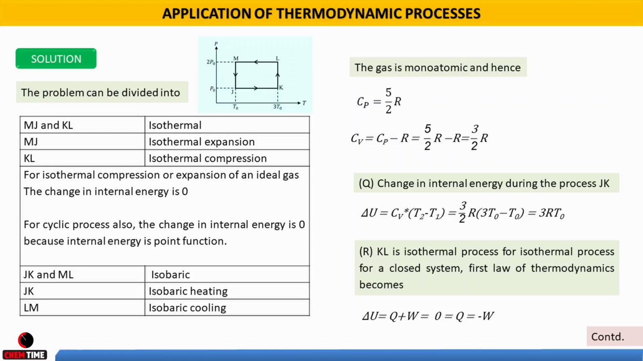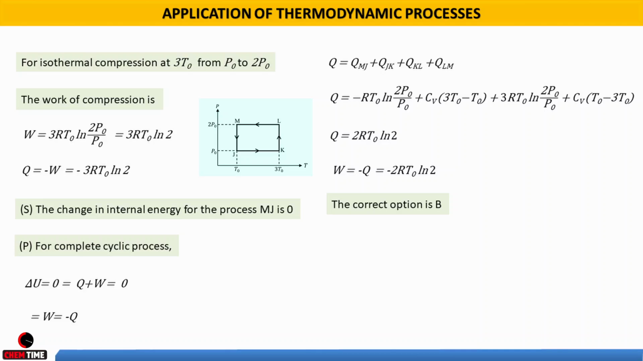KL is an isothermal process. For an isothermal process, delta U is equal to 0. That is, Q plus W is equal to 0 as per the first law of thermodynamics. That is, Q is equal to minus W. For isothermal compression at the fixed temperature of 3T0 from P0 to 2P0, the work of compression is 3RT0 ln(2P0/P0). With this, W will be 3RT0 ln 2. Since Q is equal to minus W for an isothermal process, Q will be minus 3RT0 ln 2.